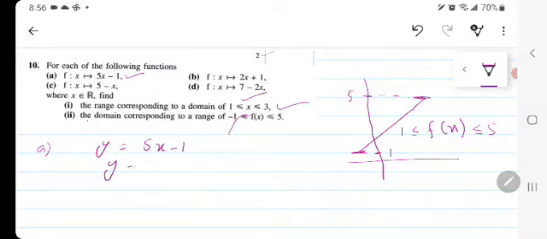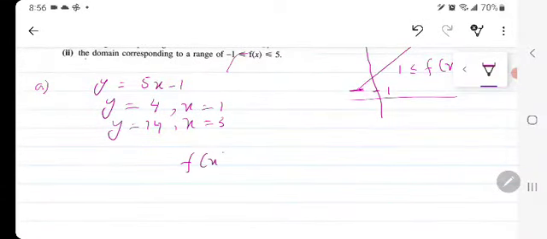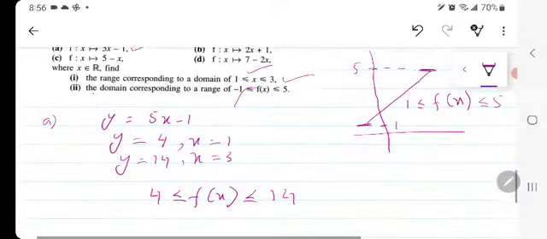So if I substitute 1 in this, so 5 ones are 5 minus 1, I will get 4 for the domain x is equals to 1. And if I substitute 3 in this, the 5 3s are 15 minus 1 will be 14. So y is equals to 14 for the domain x is equals to 3. So it means that its range, meaning the value of f of x, is greater than and equals to 4 and less than and equals to 14. This is its range. ठीक है.